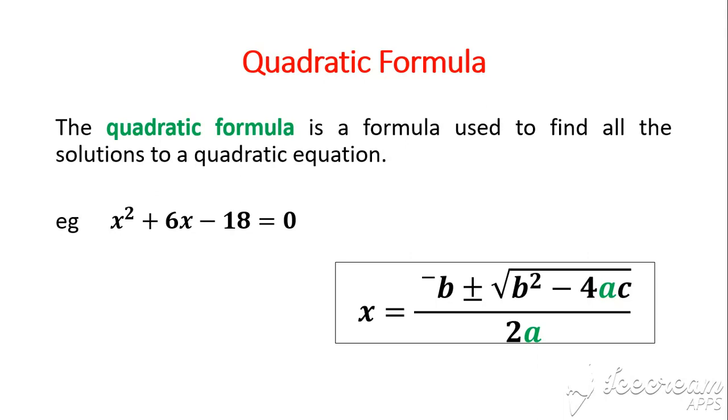Right, it's got the values of a, which is the number that's been multiplied by the x squared, the coefficient of x squared. It's got the values of b, which is the number that's been multiplied by the x, the coefficient of x. And it's got the c, which is the constant, the number all by him or herself.